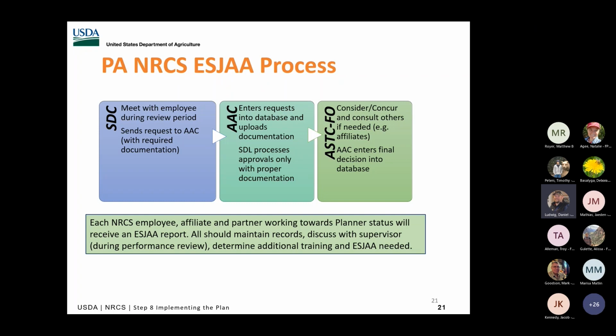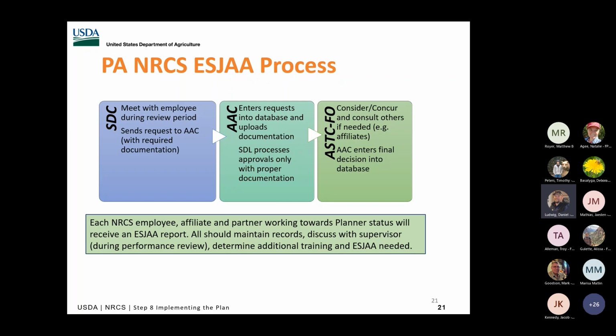Okay, what's in this lower green box is each NRCS employee and affiliate and partner working to a planner status will receive an ESJA report. Again, we need to be making sure we're maintaining these records. You're discussing with your supervisor throughout the year to determine what levels you need, if you need new practices, and determine when additional training is needed.